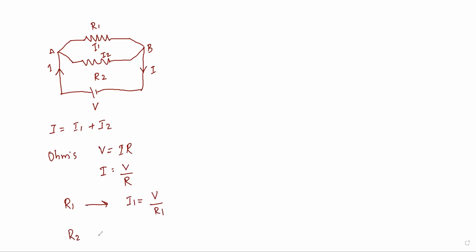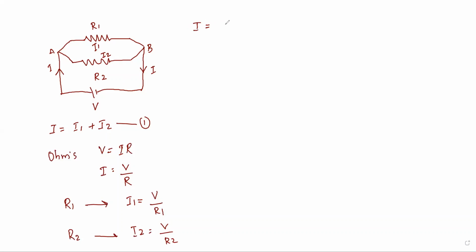Similarly, for the second resistor, I2 will be V by R2. If I substitute this I1 and I2 in this equation, let me call this equation 1. If I substitute the values of I1 and I2 in equation 1, what will I get?